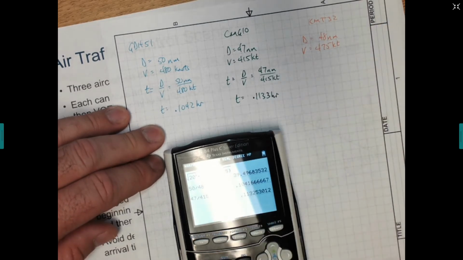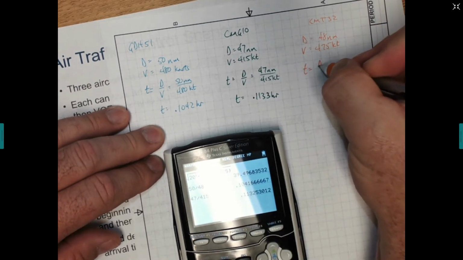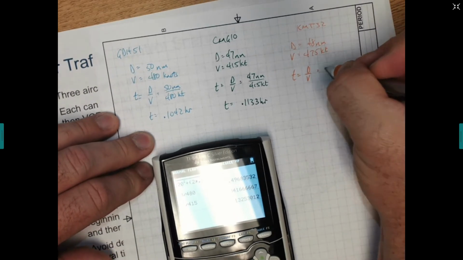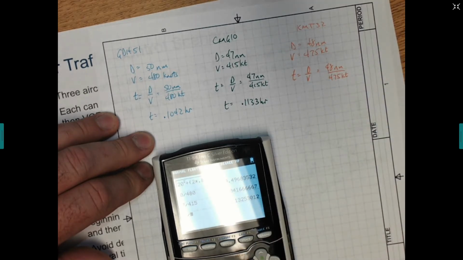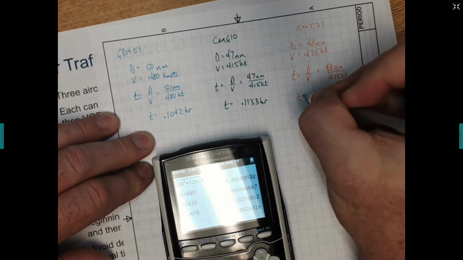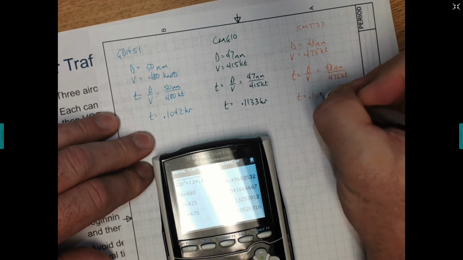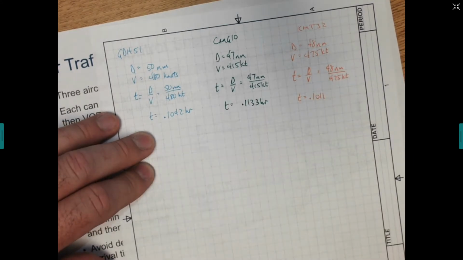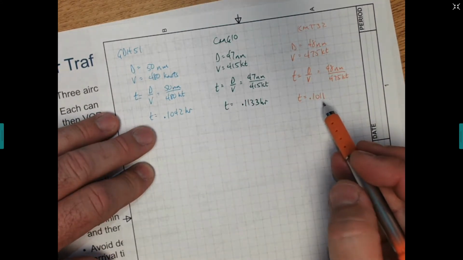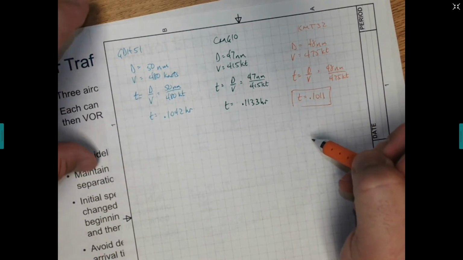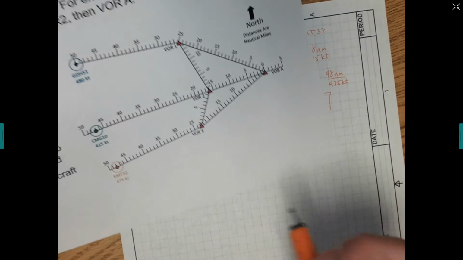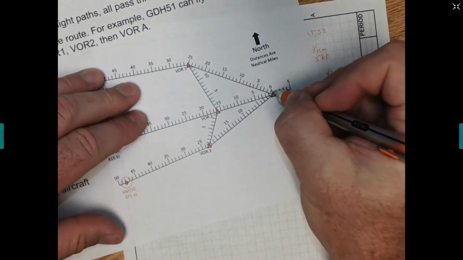And my last one, my time is going to be, again, distance divided by velocity. Now my distance is 48 nautical miles, and my velocity is 475 knots. 48 divided by 475, and we're going to get the time is equal to 0.1011. Okay, now we're going to look for the shortest time. This one here, if we notice, is the quickest time. And that means that this aircraft, the orange one, is going to get here first.